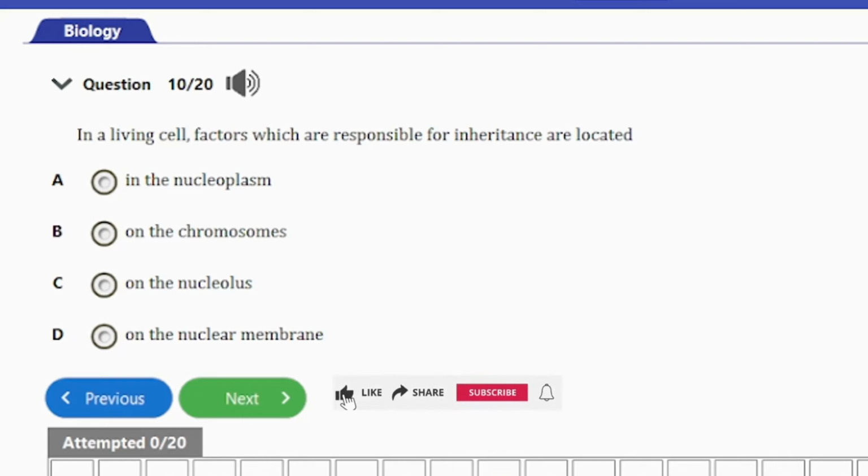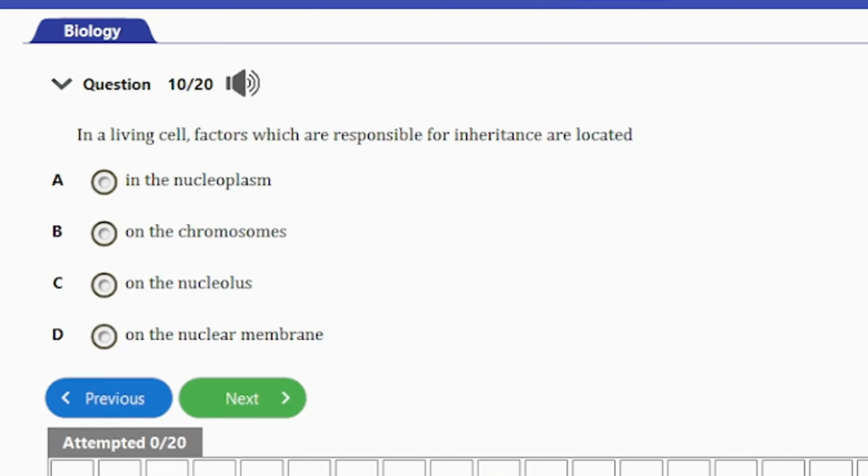Question number 10 here. It says, in a living cell, factors which are responsible for inheritance are located A. in the nucleoplasm, B. in the chromosomes, C. in the nucleolus, D. in the nuclear membrane. So guys, the answer to this question is option B here, and that's in the chromosomes.